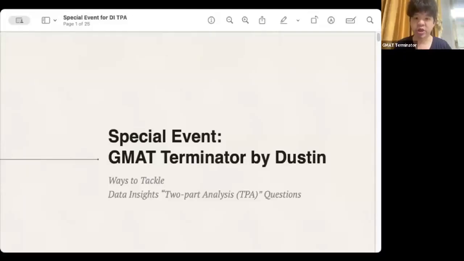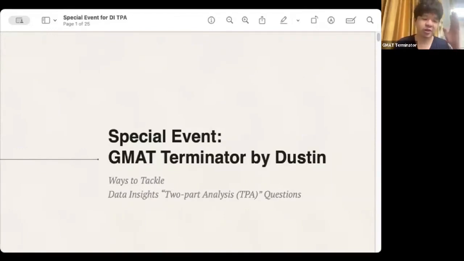The topic of today's seminar will be Data Insights, which is considered a formal subject within the Mindset curriculum. There are various types of questions in this section, many of which most students are not very familiar with. Among them, I think the second most difficult type is what's called two-part analysis, double columns.